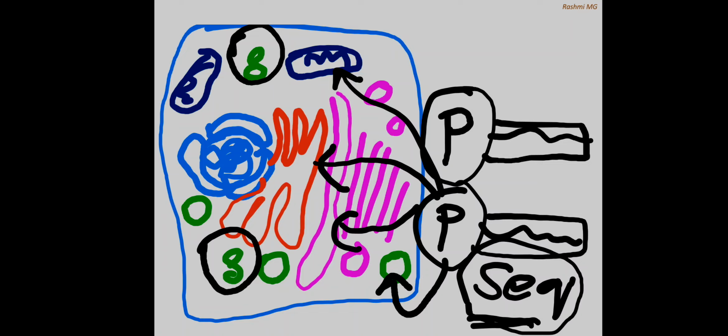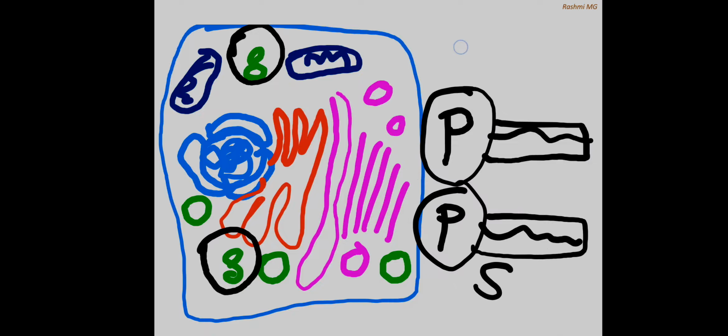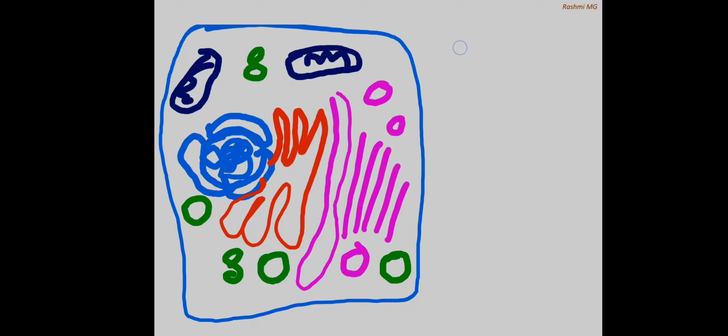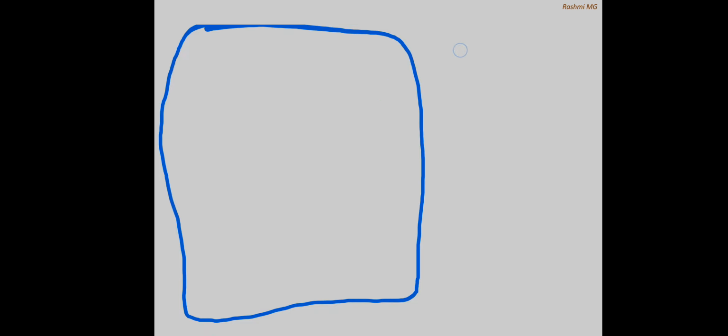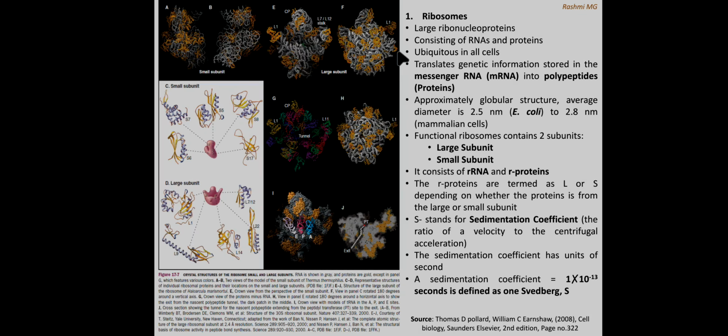Okay, so let's learn together the different types of organelles and also their functions and also the proteins which are translocated to that particular organelle. I hope you got to know the gist of the topic. So first let us move on with the major protein synthesis factory, that is ribosome.